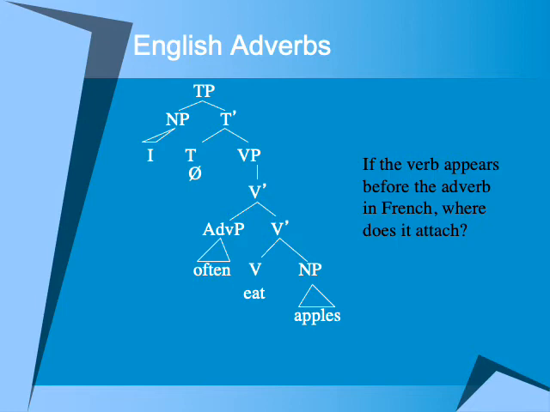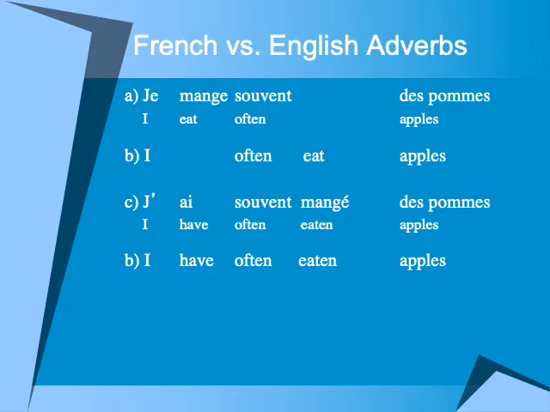Before we get to a French tree, let's take a look at different sentences comparing French and English adverbs. So, I often eat apples in English is here introduced in B. The example in A is a French counterpart of B. I eat often apples. So, as I said before, souvent, often, intervenes between a main verb eat, mange, and its direct object apples. In French here, des pommes. So instead of saying I often eat apples, in French you have to say je mange souvent des pommes. And souvent comes between eat and apples. So A and B are examples of simple present tense.